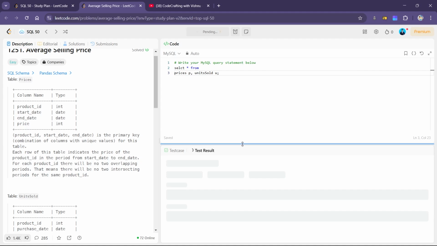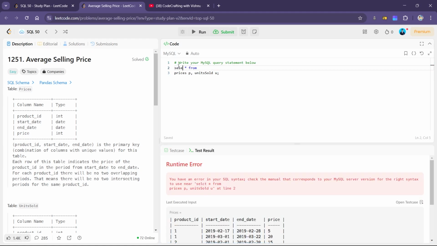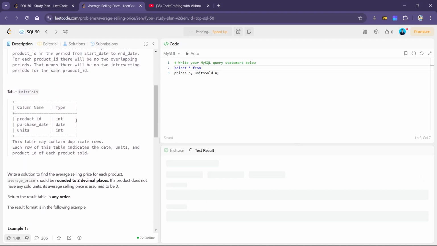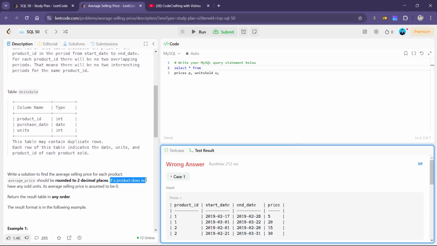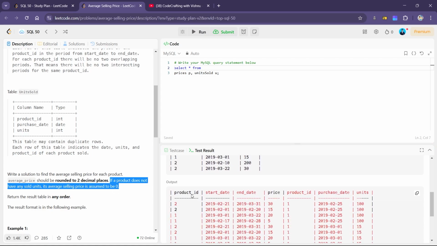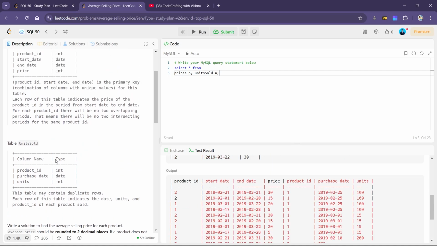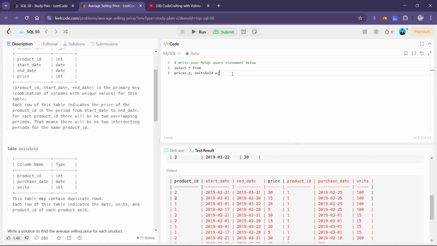Okay, so the first question is, should we use the join or something else? The question is giving us a hint that if the product does not have any sold units, its average selling price is assumed to be 0. This gives us a hint about whether we should use this join or some other join. First let me write a condition, then you might get a further hint. So we join these two tables.